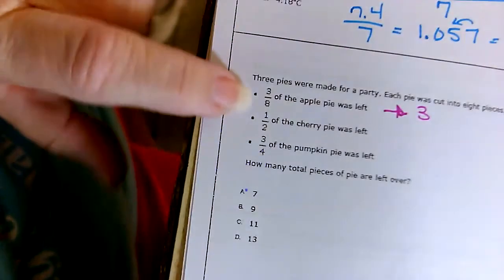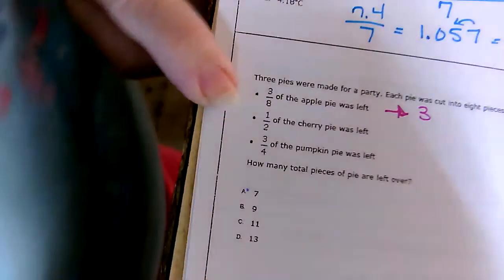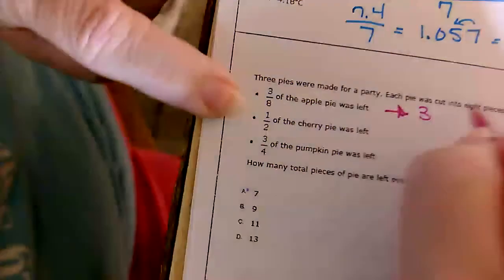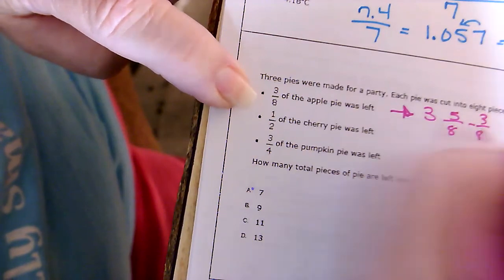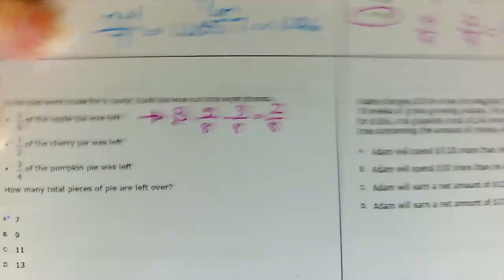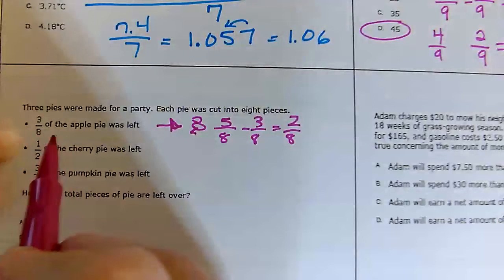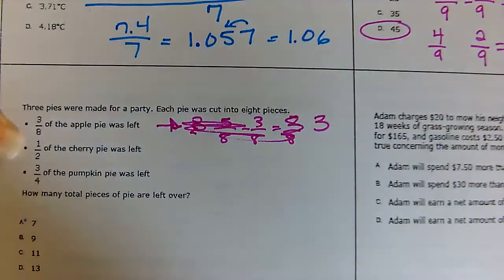So if we have 3 whole pies and we've got 3/8, we've got, what's that, 5/8? 5/8 minus 3/8 is 2/8. Sorry. All right, then we've got 1/2. Oh, so 3/8 was left. My bad. Scratch this. 3/8 was already left. They all have 8 pieces. So 3 pieces of the 8 was left for that one.